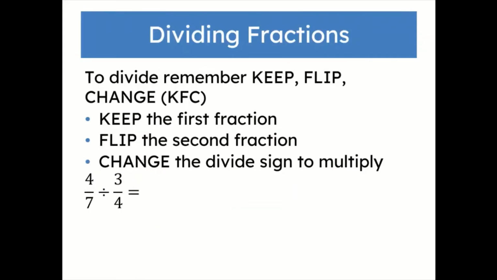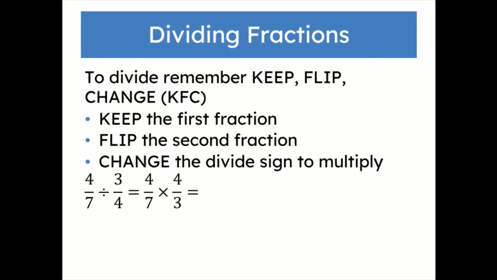Dividing fractions. To divide, remember, keep, flip and change, KFC. Keep the first fraction, flip the second fraction, change the divide sign to multiply. So 4/7 divided by 3/4. Well, we keep the first fraction as 4/7. We flip the second fraction, so 3/4 becomes 4/3, and change the divide sign to multiply. And we know how to multiply. So we've got 4/7 times 4/3.